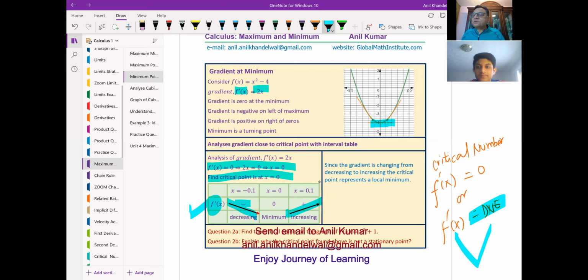And continuity, of course. If it is not defined, for example, 1 over x is not defined at x equals 0, you cannot have a local maximum or minimum at that point. Correct?